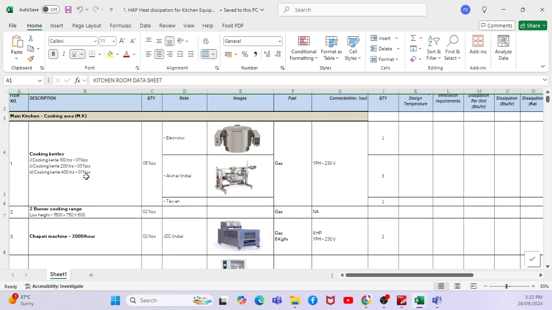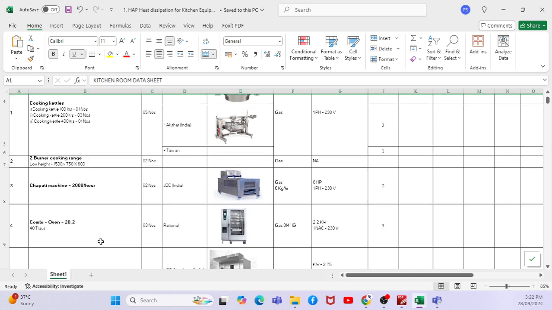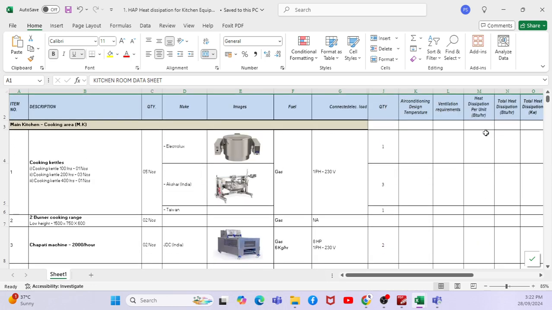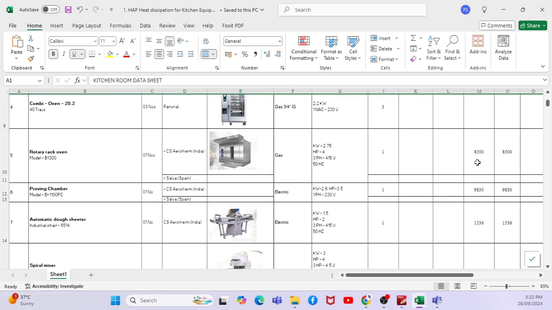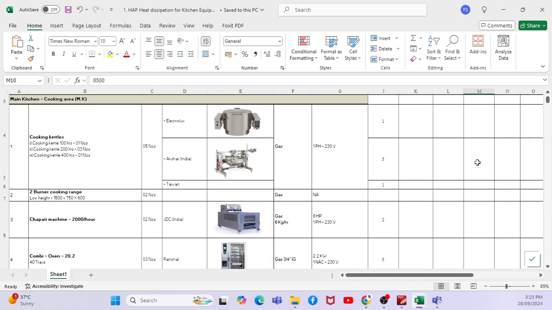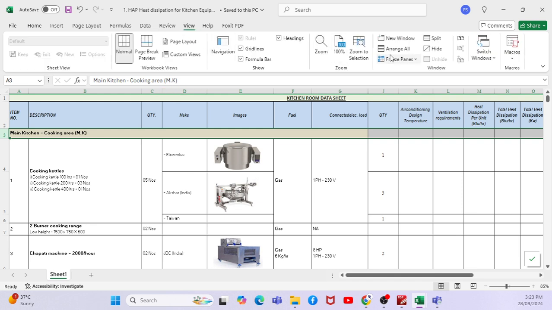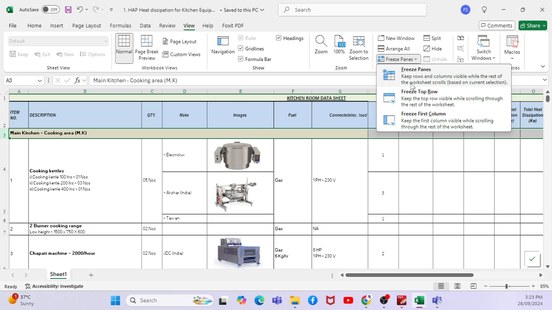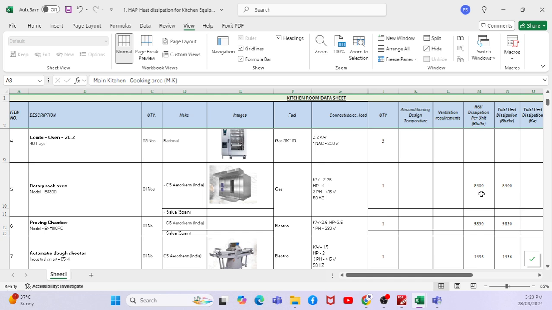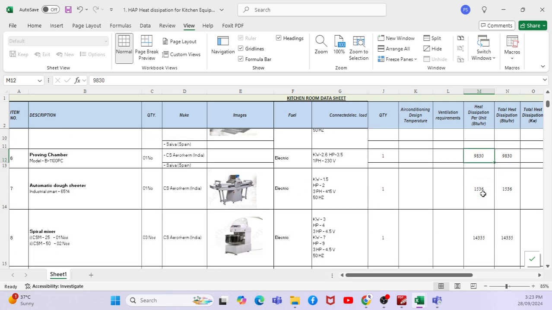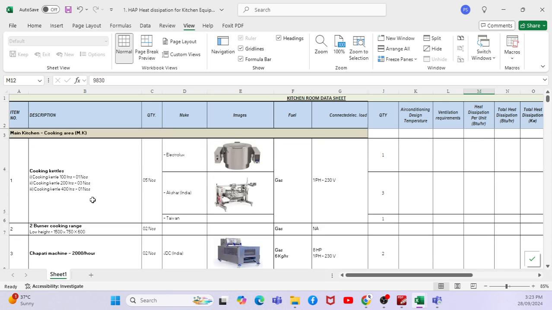You can see different types of appliances like cooking kettles, chapati machines, combi oven, rotary. There are different types of appliances. So you can see the heat dissipation per equipment when it operates, for this particular appliance 8500 BTU per hour will be the heat dissipation. And for this particular appliance like a proving chamber, 9830 BTU per hour. This is the heat dissipation from each equipment.